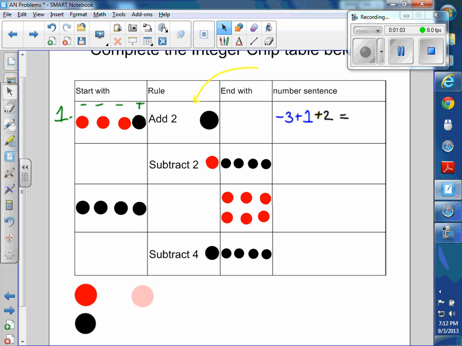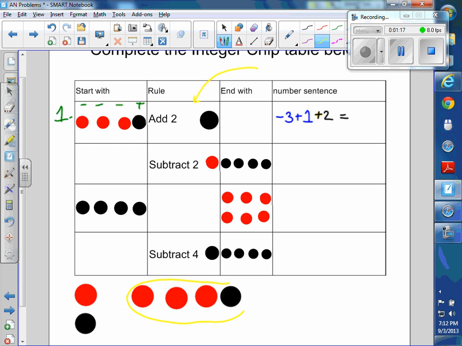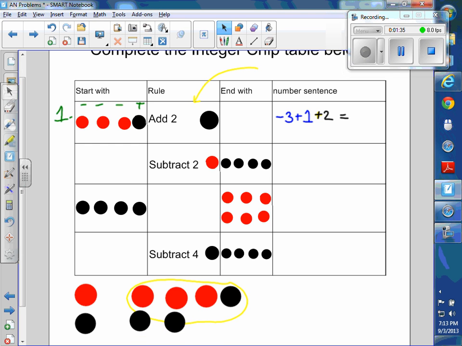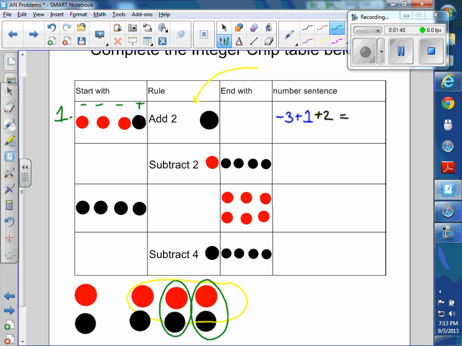Just thinking about the problem, you have 3 negatives down here and that 1 positive. That's the start. Then you add 2 positives. What you're going to hopefully notice is that for every 1 negative, there's also a positive. So each one of these makes a 0, and we end up with 0.